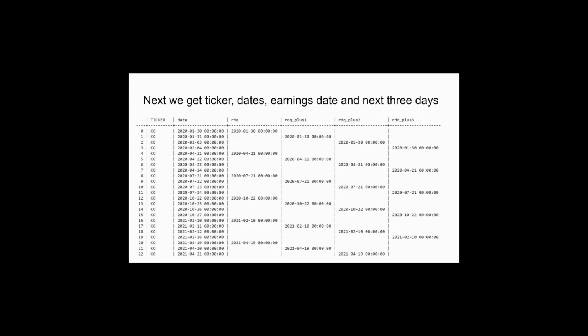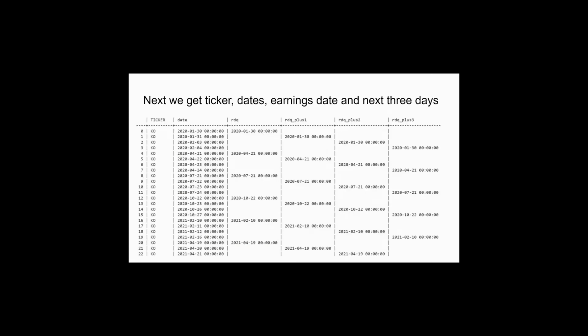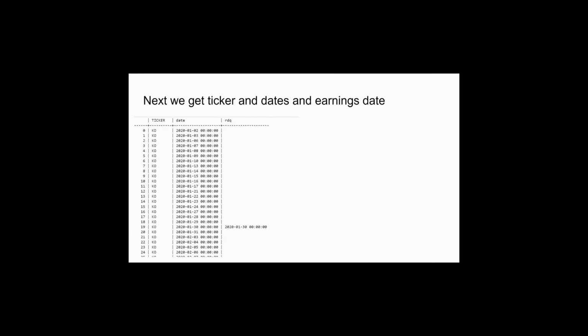So here's what we have. What we end up with is, as I told you, RDQ plus 1 is going to be the day after the earnings announcement. RDQ plus 2 is going to be 2 days after. RDQ plus 3 is going to be 3 days after. And what we did here is we dropped everything where RDQ plus 1, RDQ plus 2, or RDQ plus 3 was blank. And so that got rid of all of these rows, other than just this one, this one, this one, and this one.